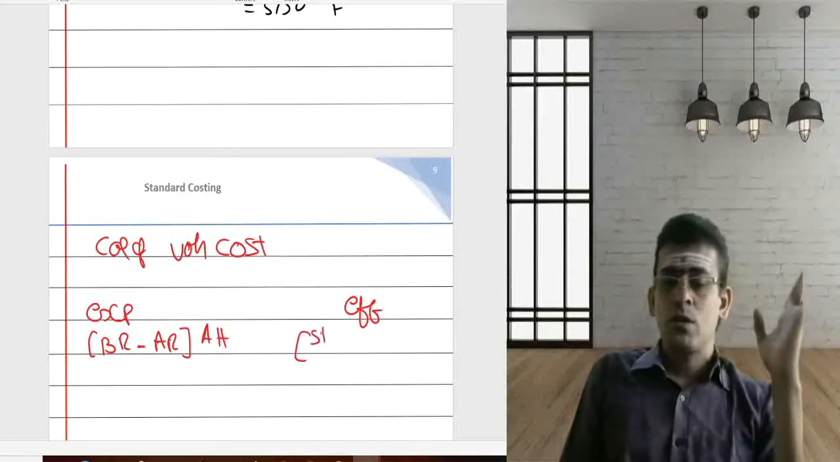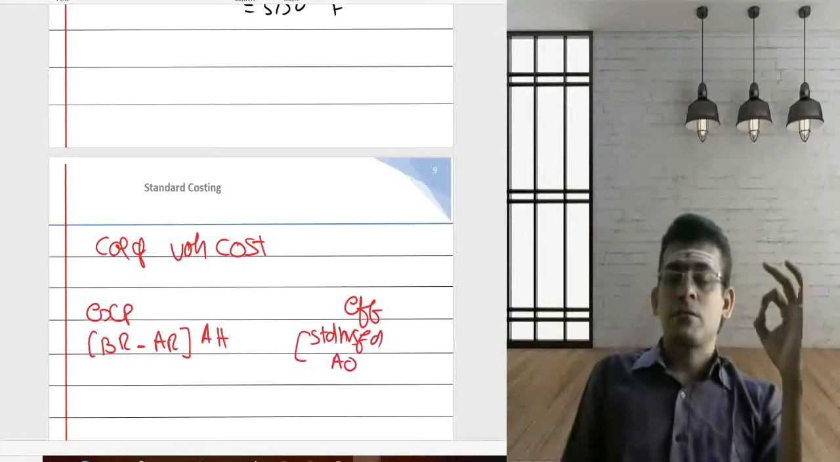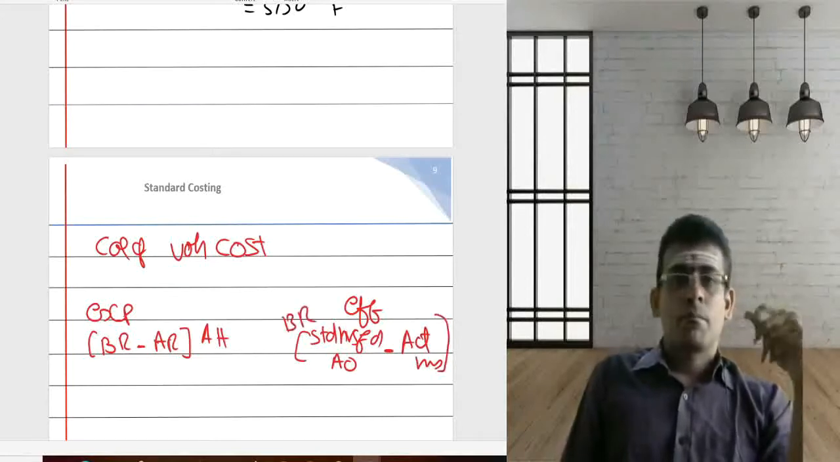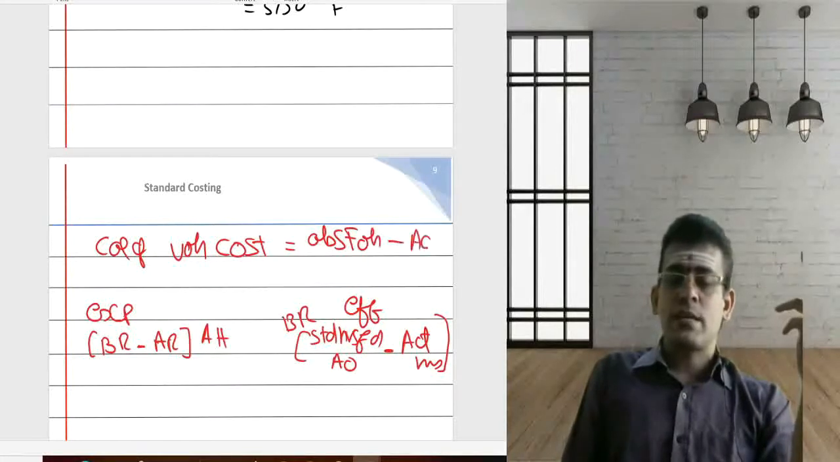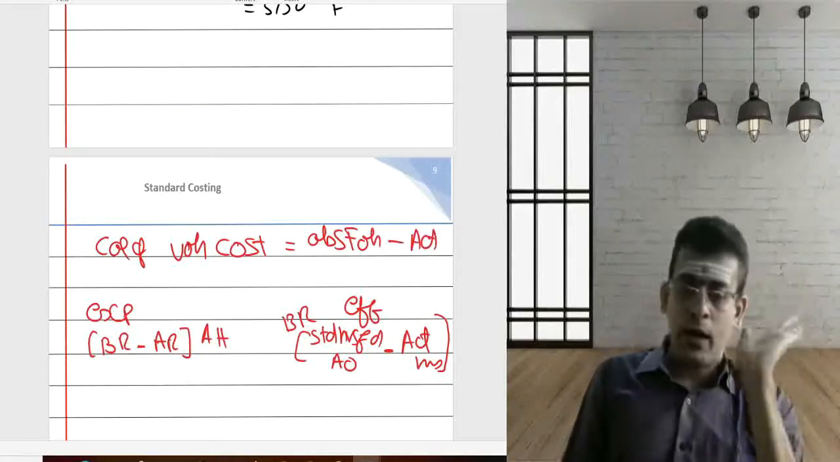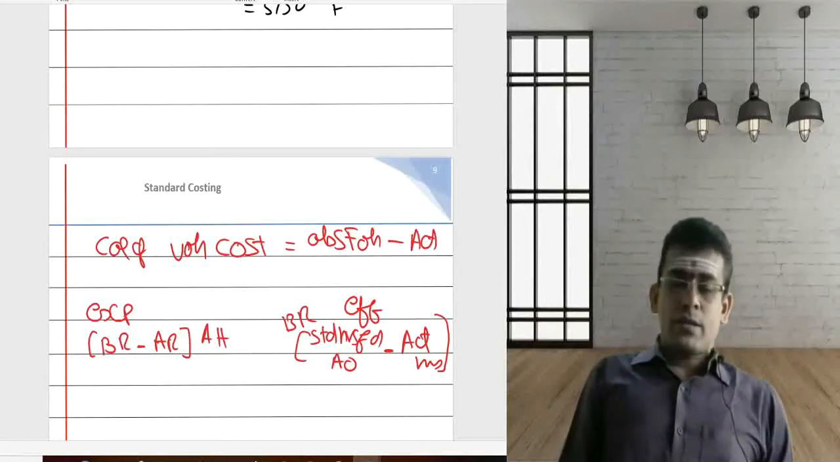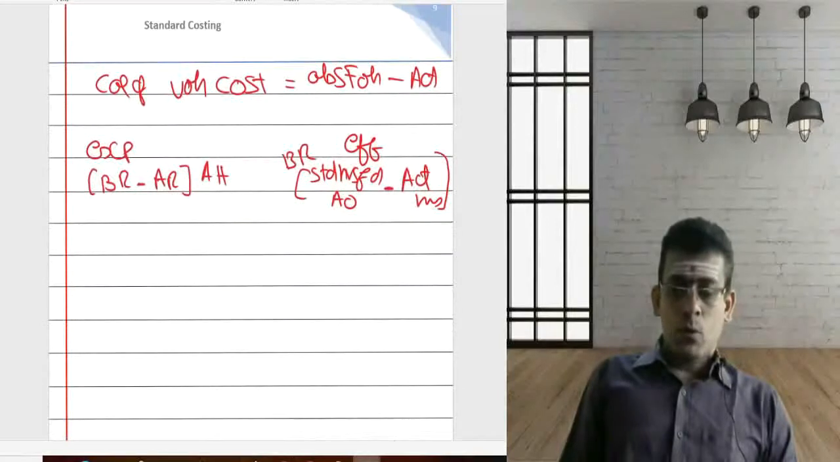That means what I have to do? Standard hours for actual output minus actual hours into budget rate. Then what is your variable cost variance? Budgeted overhead minus actual. Same thing as you do for your fixed overhead cost variance, the same pattern I need to adapt. So that's what is called the variable overhead cost variance. Now, let us try to do the problem.